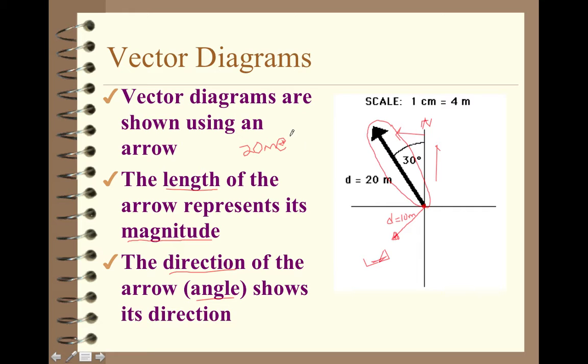So 20 meters at, for lack of time or for not wasting your time, 20 meters at 30 degrees, and it would be west of north, because once again you first go north and then you'd go west of north. So that would create your direction.